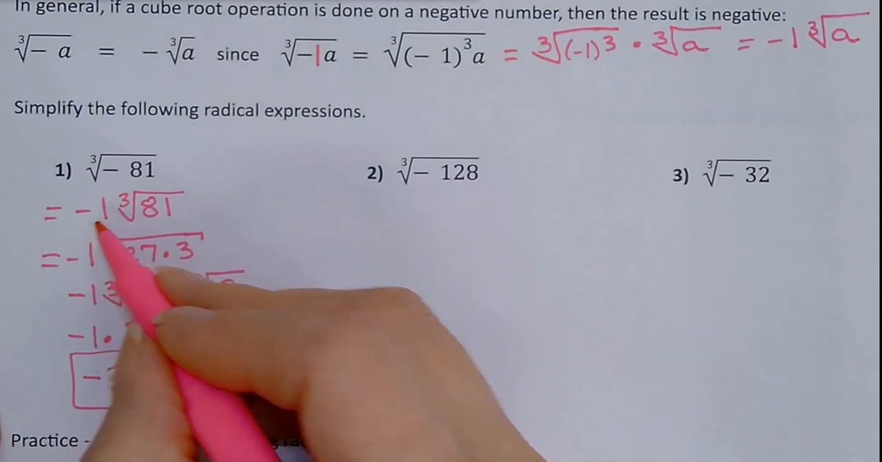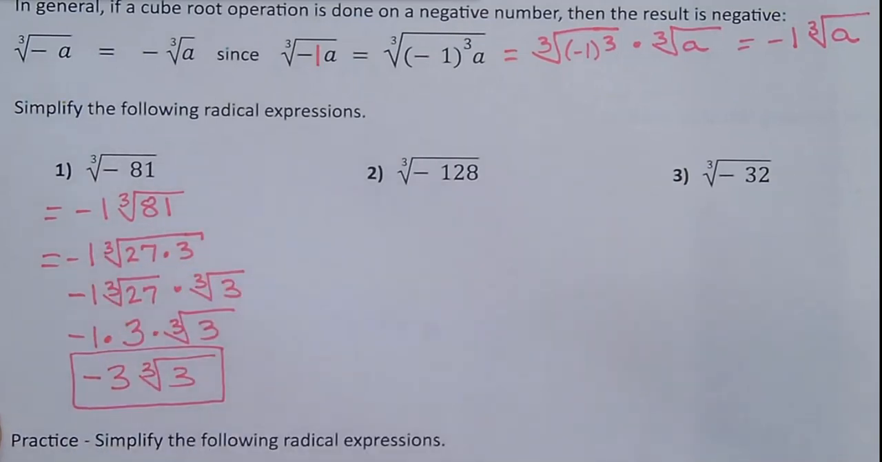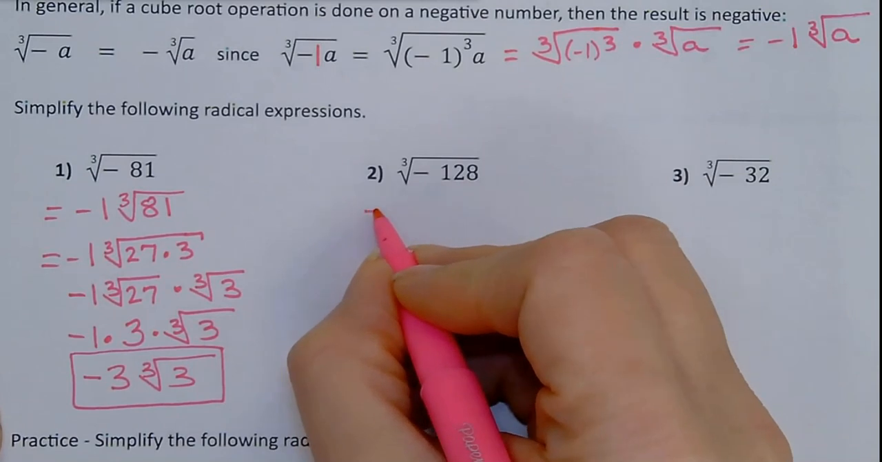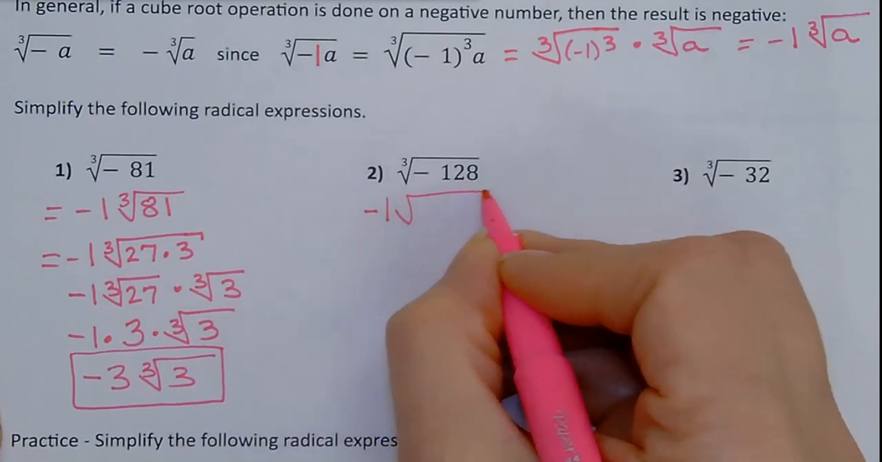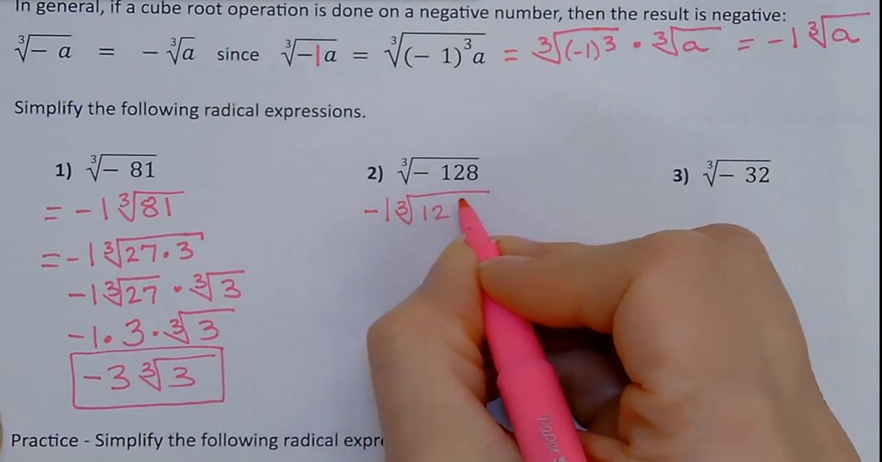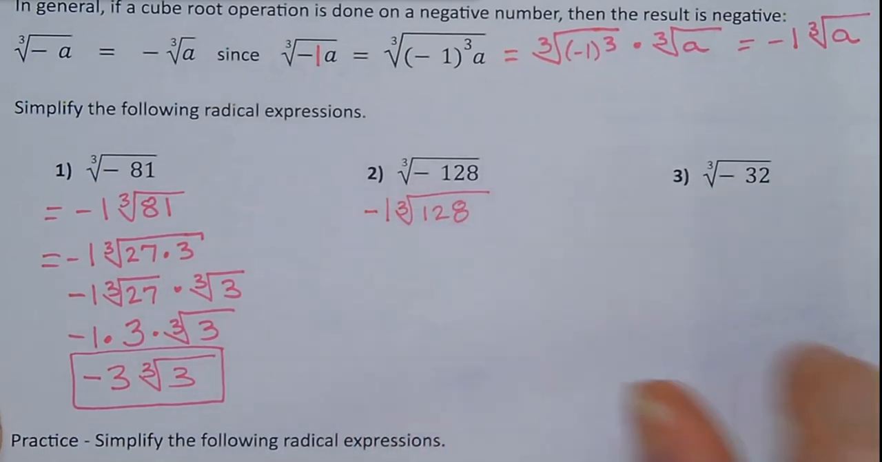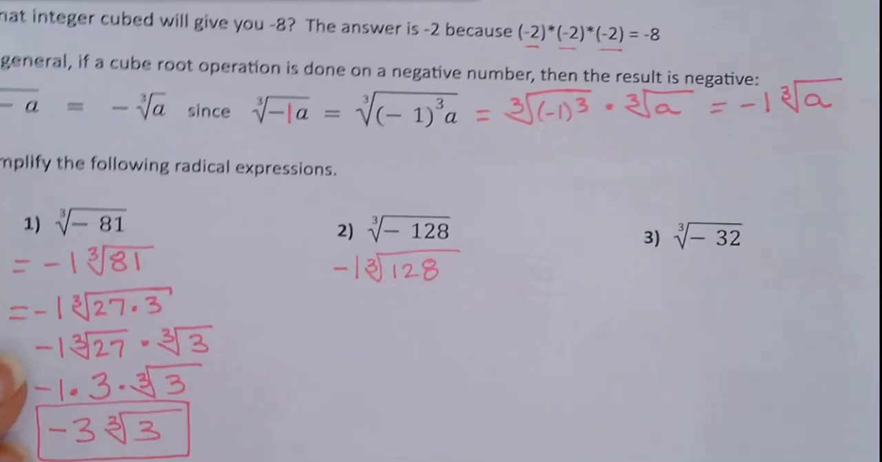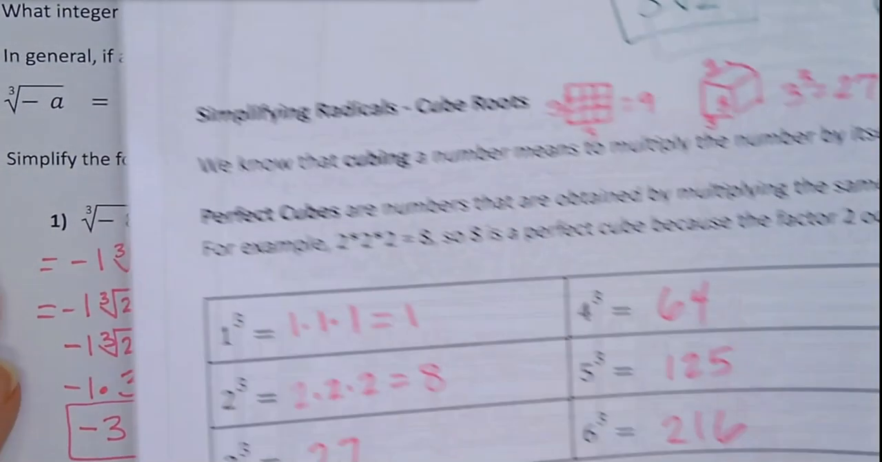You don't have to pull that -1 out first if you just happen to already know what your negative factor is going to be. I probably will pull it out just so I can be working with positive numbers. So here, the cube root of -128, I'm going to say it's -1 times the cube root of +128. I know 8 would go into 128 evenly. 8's a perfect cube, but let's look. Oops, sorry, it's on the other page. Let's look at some of our perfect cubes.